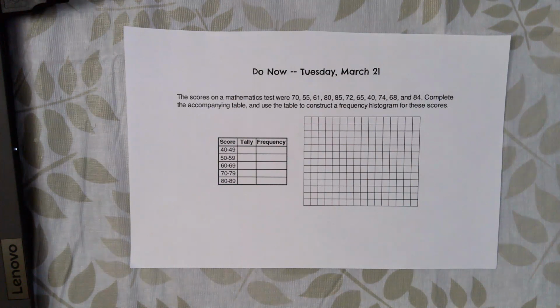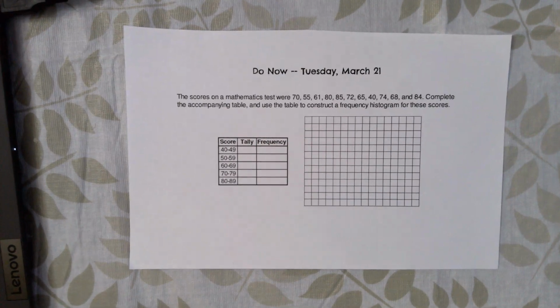So let's get started with our do now. I'm hoping that you've had a chance to finish it. The scores on a mathematics test were 70, 55, 61, 80, 85, 72, 65, 40, 74, 68, and 84. Complete the accompanying table and use the table to construct a frequency histogram for these scores.